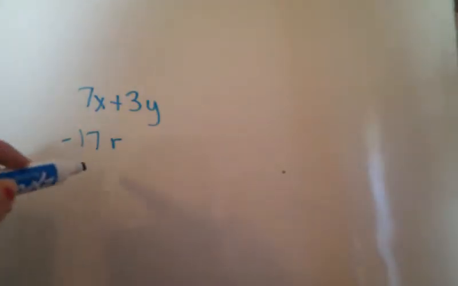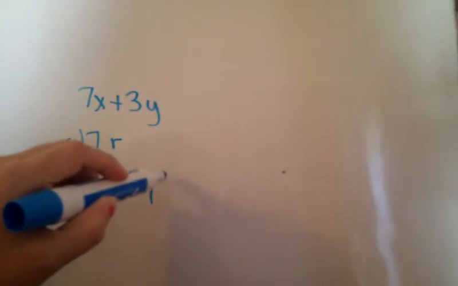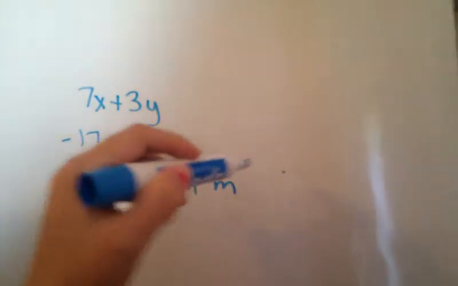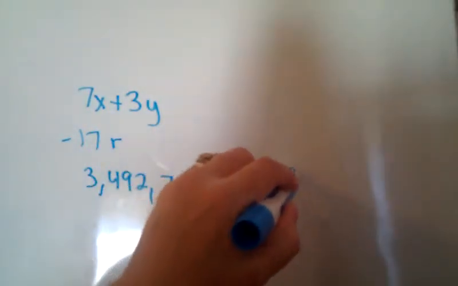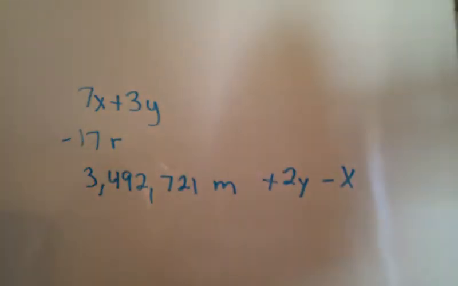What if I have 3,492,721 m plus 2y minus x? How many terms is that? There's a plus sign, there's a minus sign, so there's 1, 2, 3 terms. Which one has 3 terms? A trinomial.